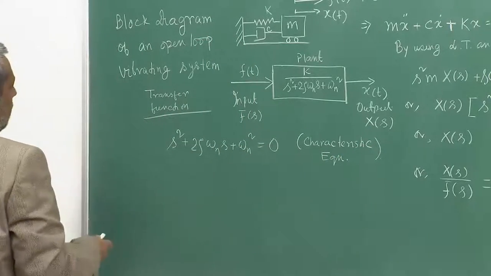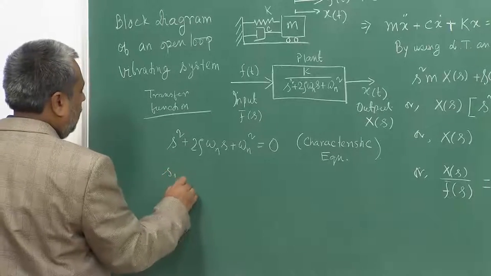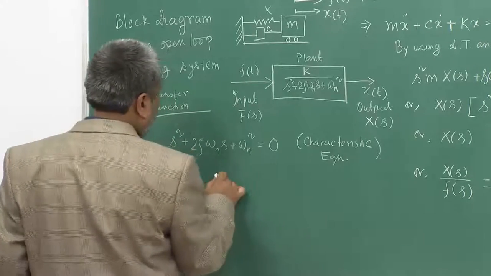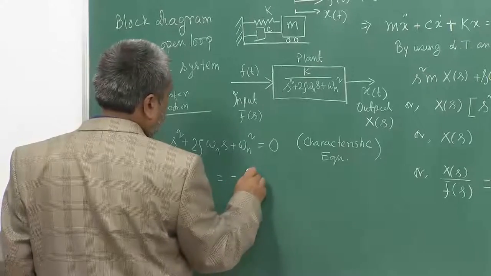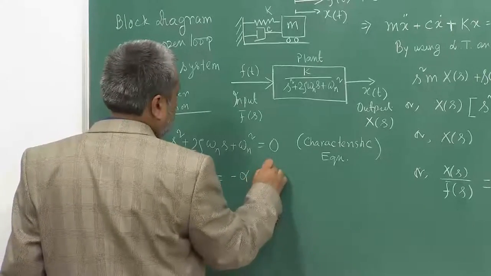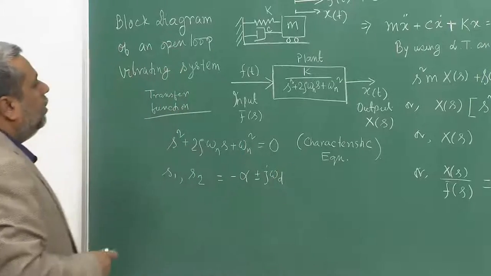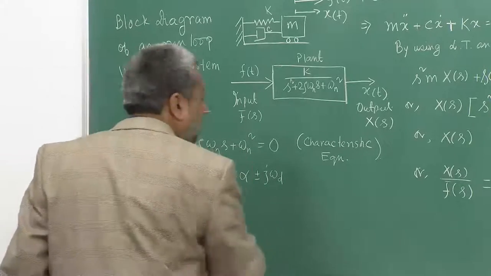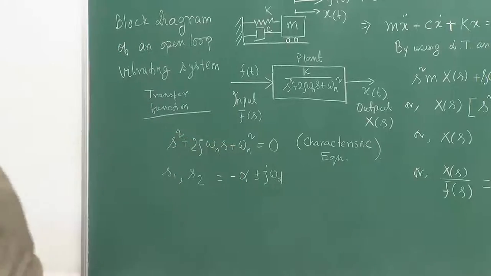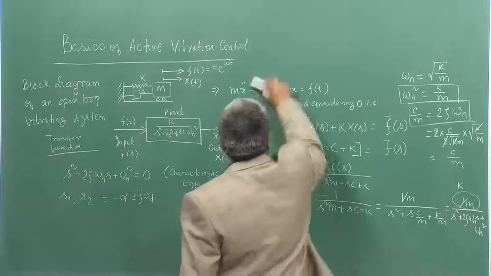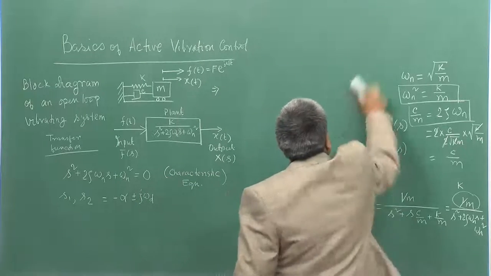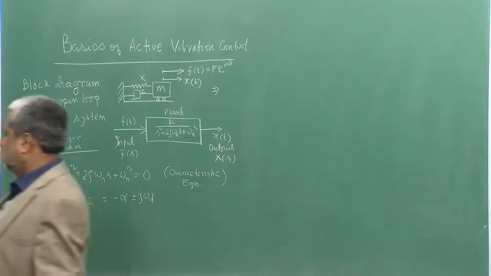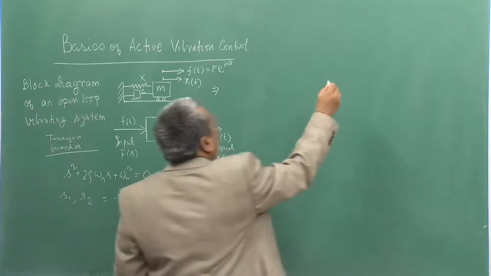Now, if I solve this characteristic equation, I may get 2 roots, s 1 and s 2. And these 2 roots can be something like, in case of a stable system, minus alpha plus minus j omega d. We can try to get a graphical representation of the system now with respect to these 2 roots. So, let us try to plot these 2 roots of this second order system and see what it means for us in terms of vibration control.